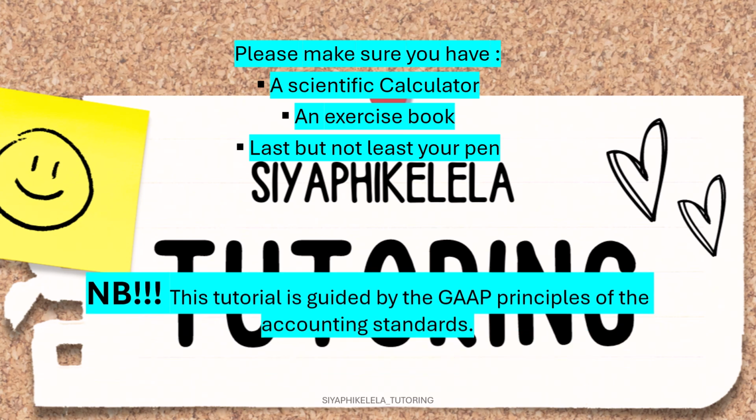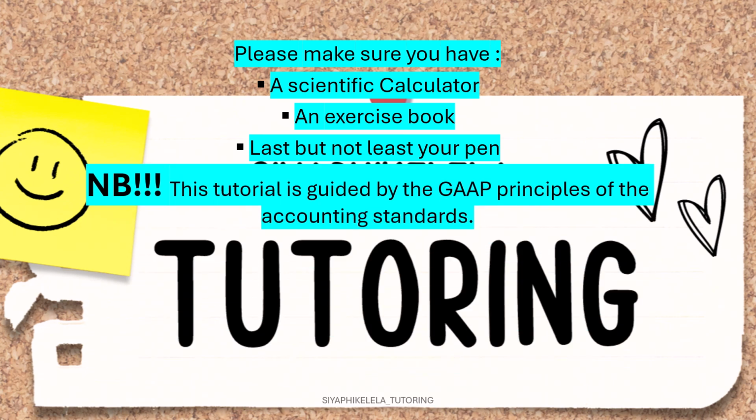These are the following things that you should have whenever you are watching this tutorial. Firstly, you must have your scientific calculator, your exercise book where you will be writing notes, and your pen. Please do note that this tutorial is guided by the GAAP principles of the accounting standards.